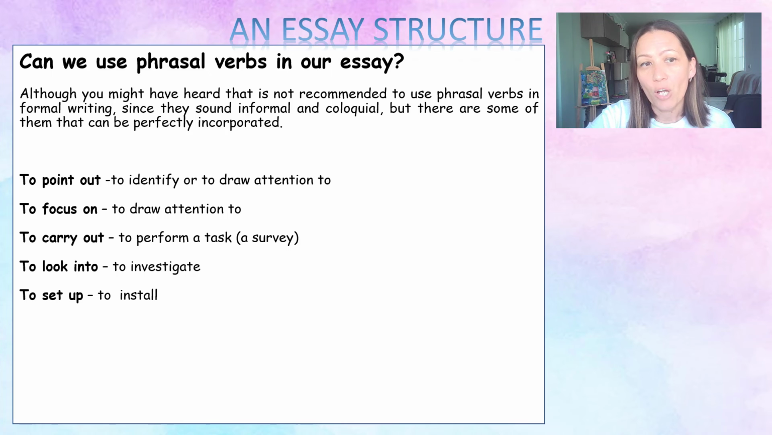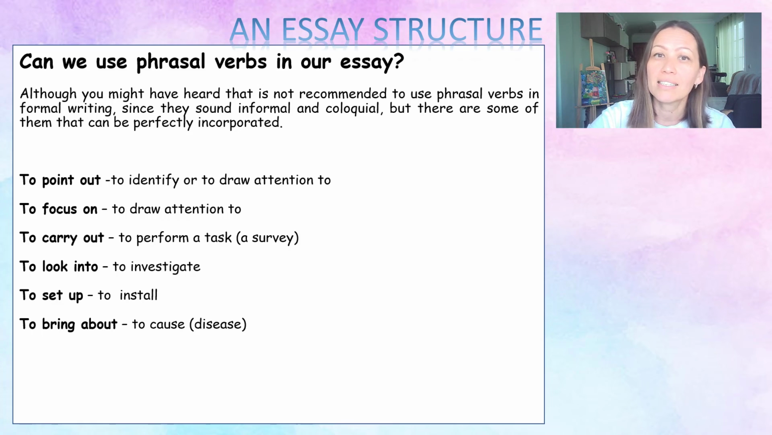The next phrasal verb is to set up. That means to install. The next phrasal verb is to bring about. To bring about means to cause, for example, to cause diseases. So if you're writing about medicine or illnesses and diseases, you can feel free to use this phrasal verb. It will sound quite nice, natural, and it will fit in your essay.